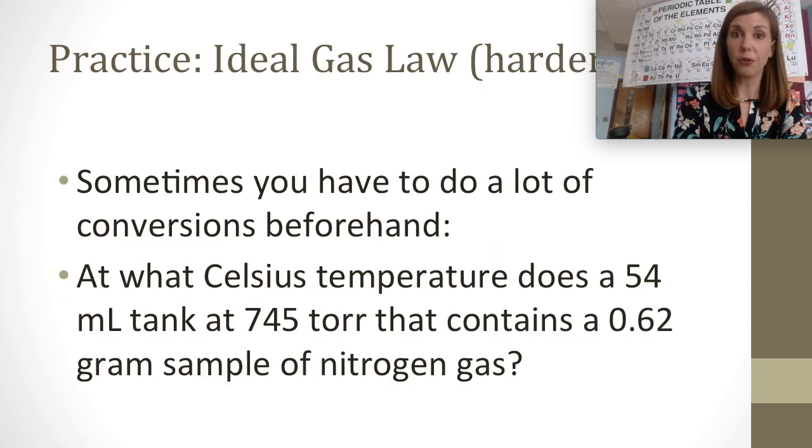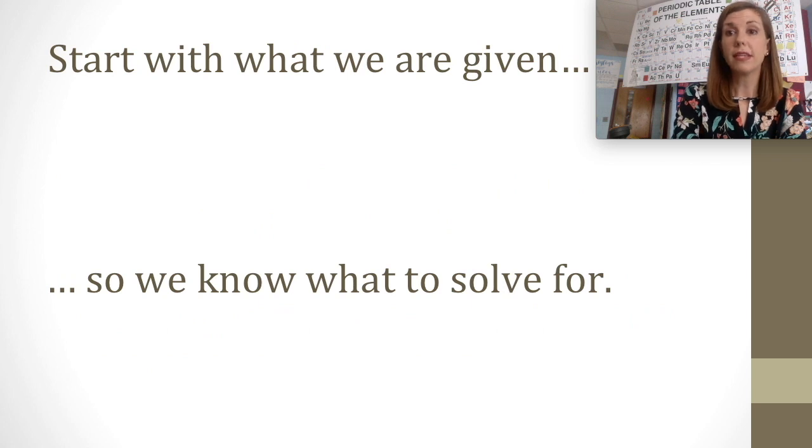Now let's try a harder one. Sometimes you have to do a lot of conversions before you even start the problem. For example, at what Celsius temperature does a 54 milliliter tank at 745 torr that contains 0.62 grams of nitrogen gas? So this is going to be a lot.